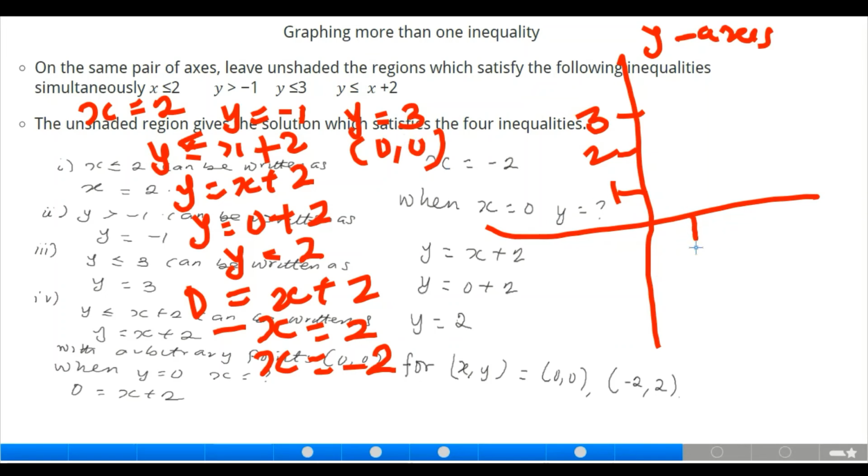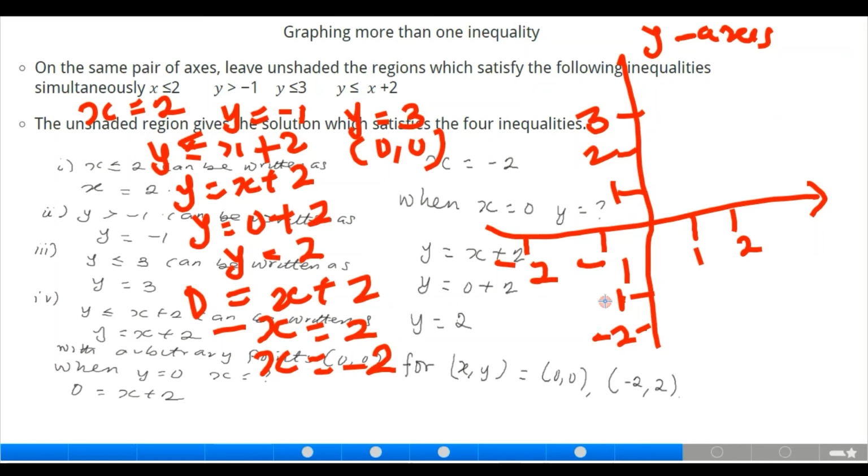So let's have 1 and let's have 2. Now for the y-axis, what are the values that we have here? On the x-axis, the negative side, we have minus 1 and let's have minus 2. Now for the y-axis, we have minus 1, right? So we have minus 1. You can say we have minus 2.